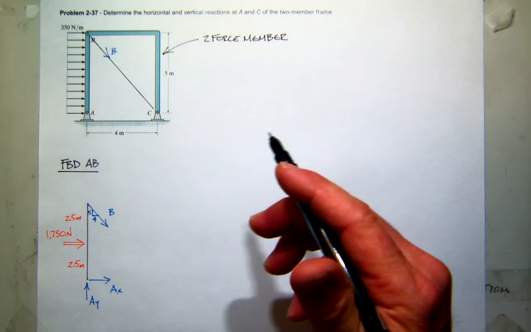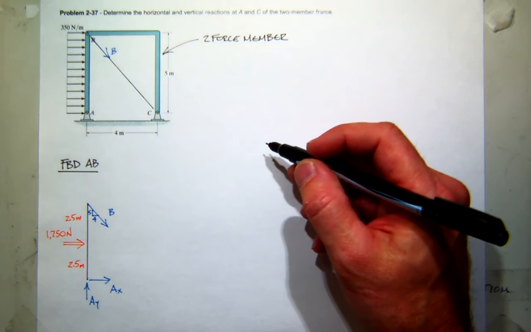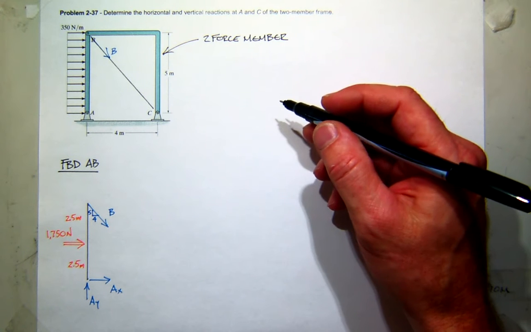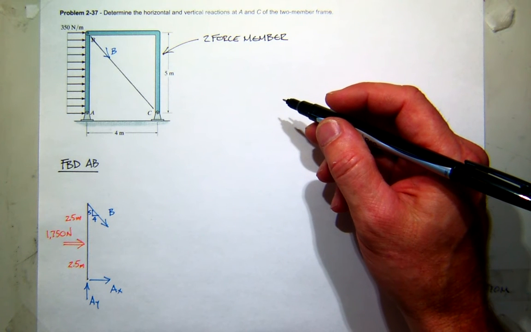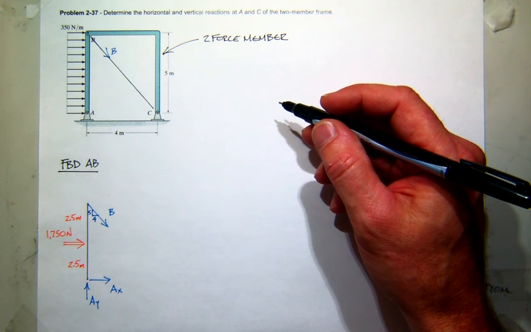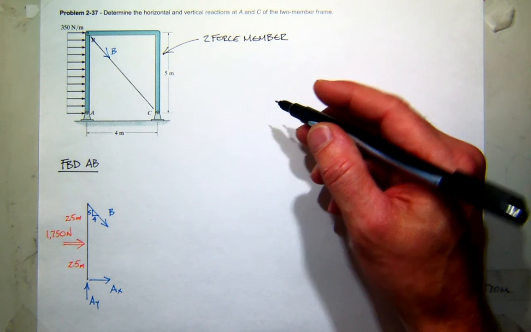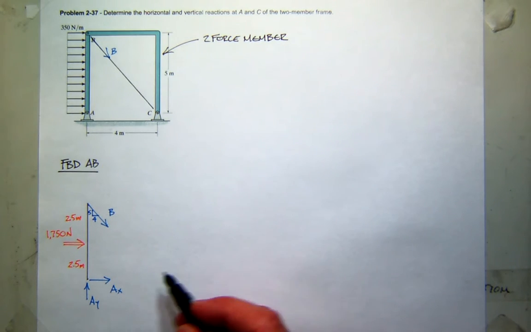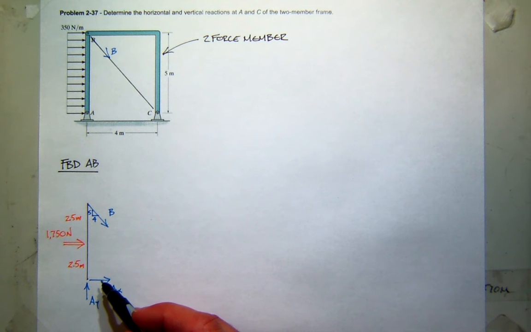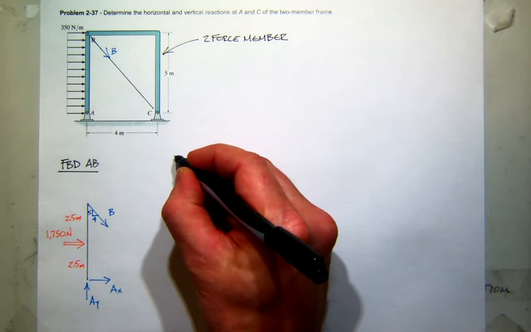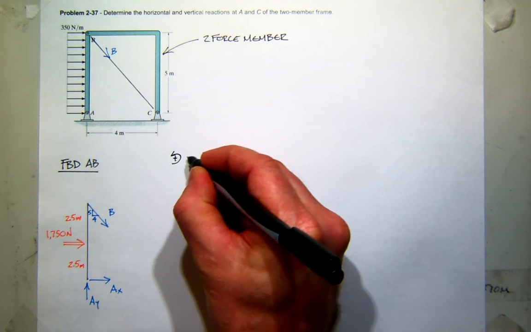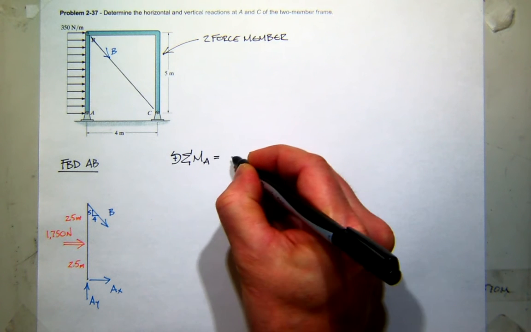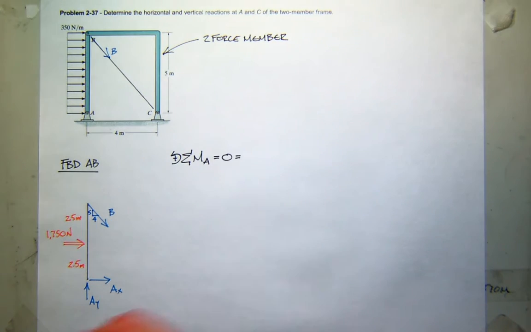Sorry, I think we're up to you. What do you want to do first? There's actually several ways to start, if you'd like. Take the moment at A. That's a great spot. Take the moment at A. Why is A a good choice? Well, there's 2 unknowns at A that will create no moment. So let's do that. So I'm going to use my right-hand rule for sign convention, and I'm going to sum moments about A and make sure it's in equilibrium.